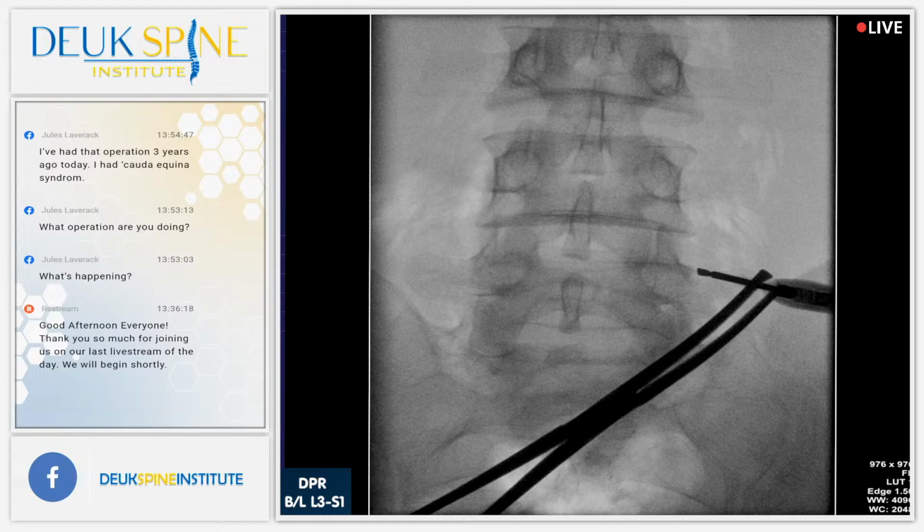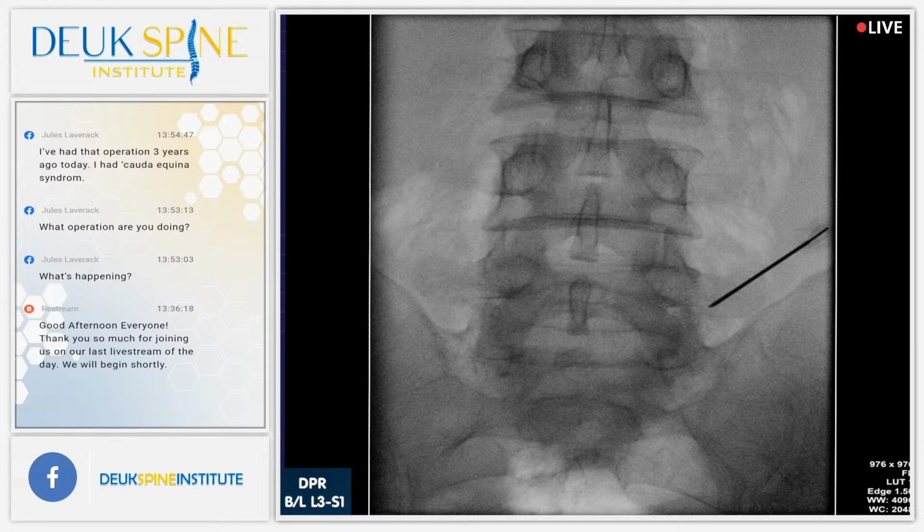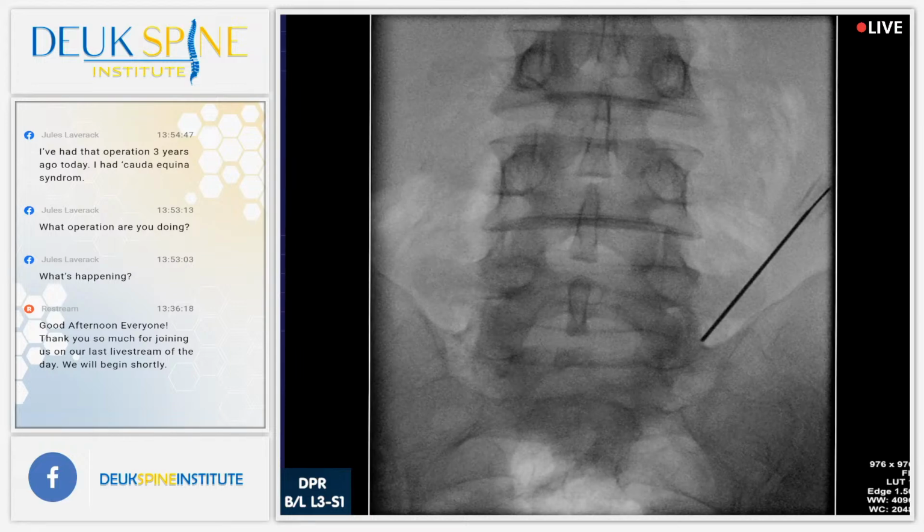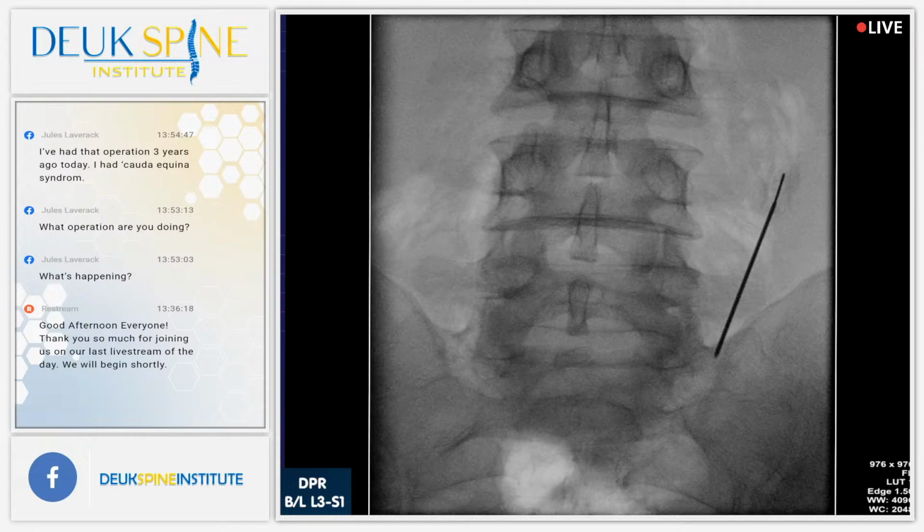And that's what we're doing. And it's all being done through these tiny little cuts on his back. Two on each side. These cuts are 3 millimeters. And this is an outpatient surgery. He's gonna go home after he wakes up, which will be in about 5 minutes.